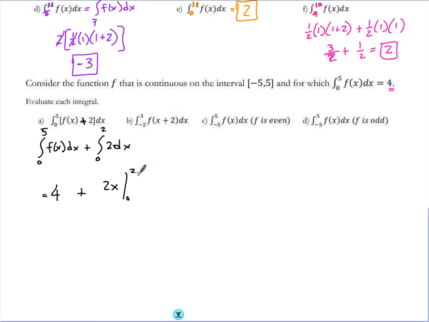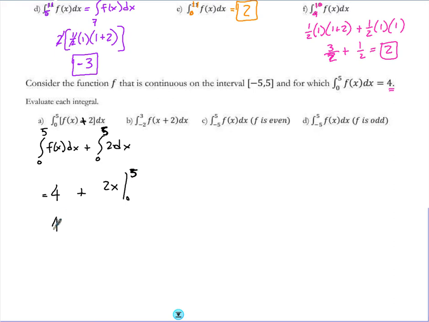I'm sorry, 0 to 5. What was I thinking there? 0 to 5, 0 to 5. So 2 times 5, that's 10, minus 0, so what I'm going to have to do is add 4 to 10, and my overall area of this function is 14.